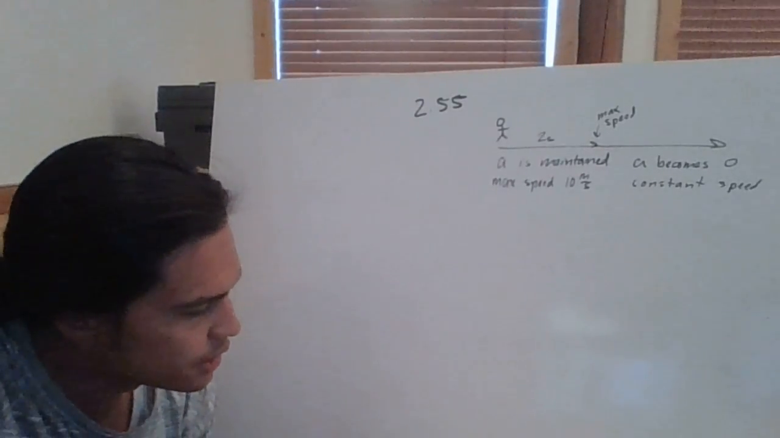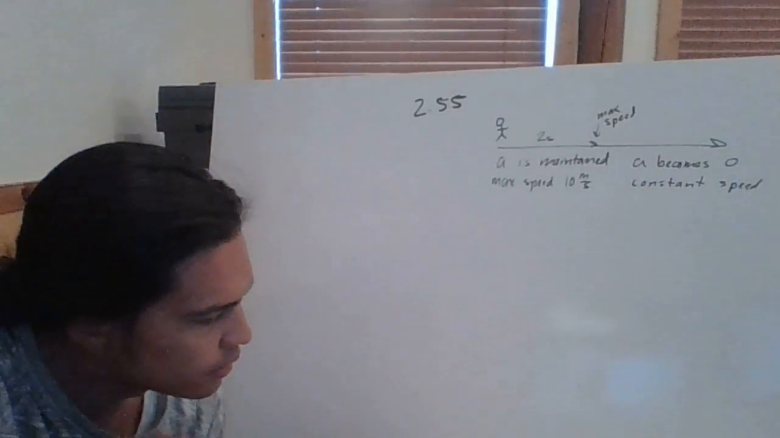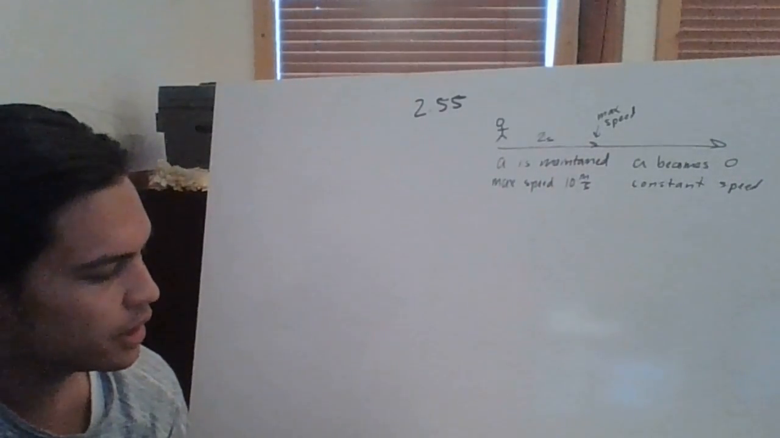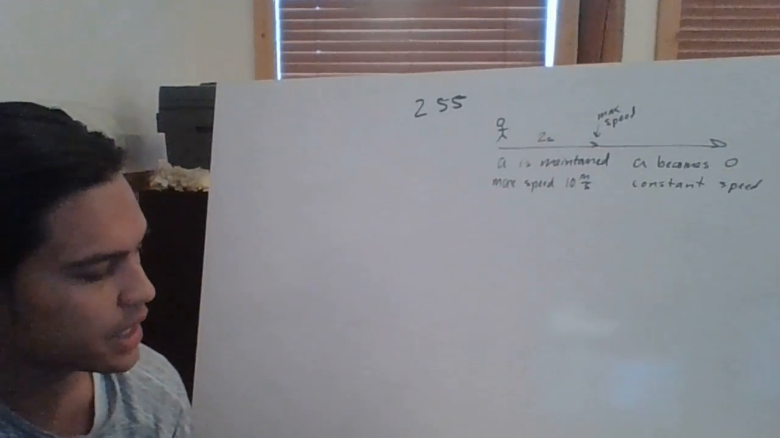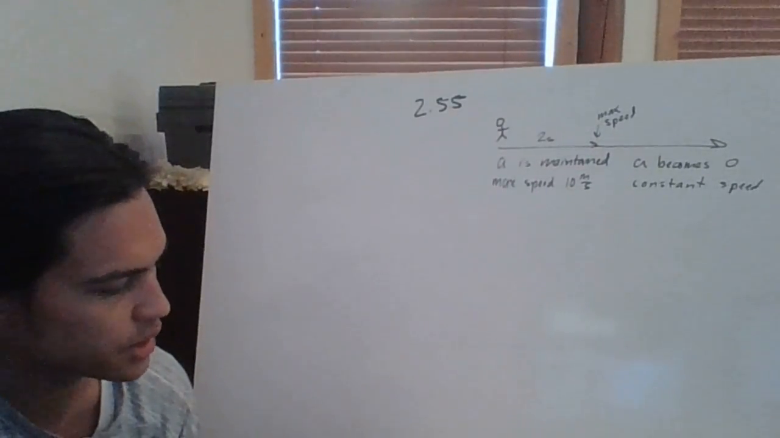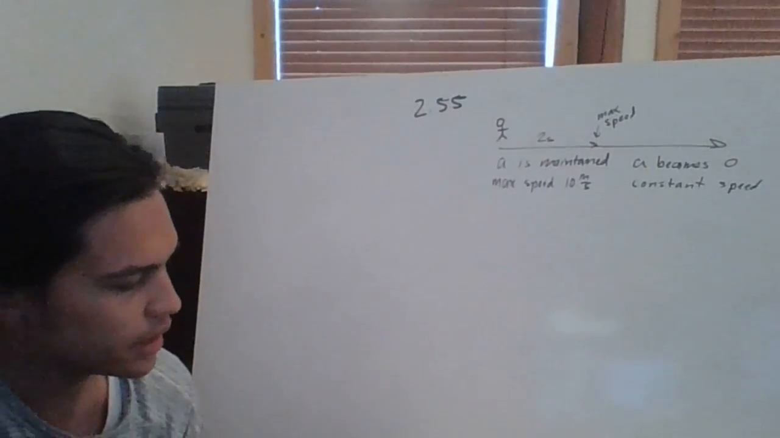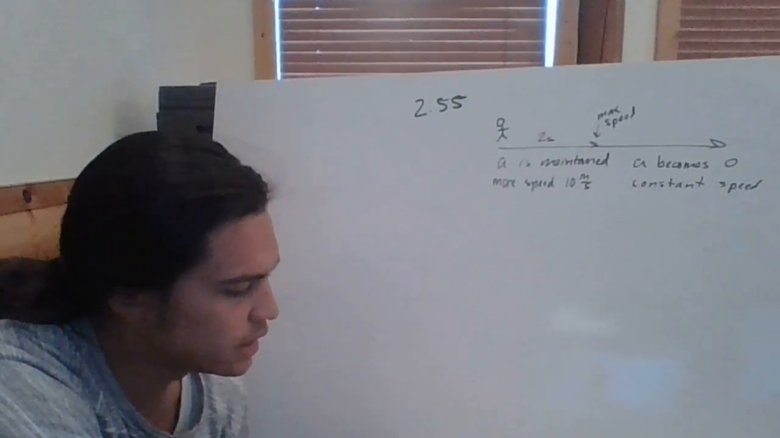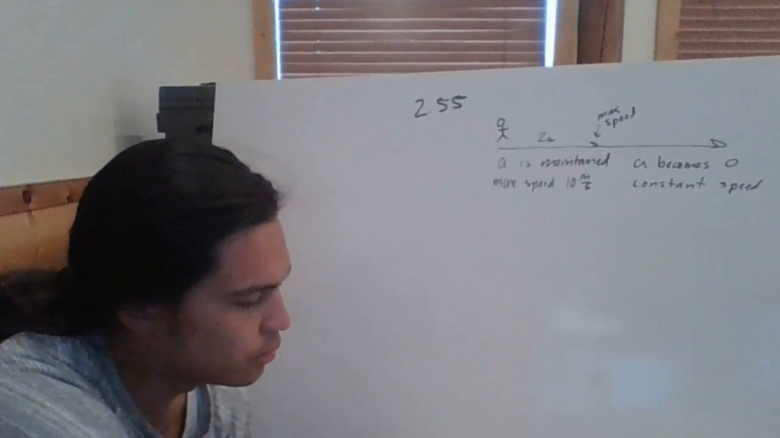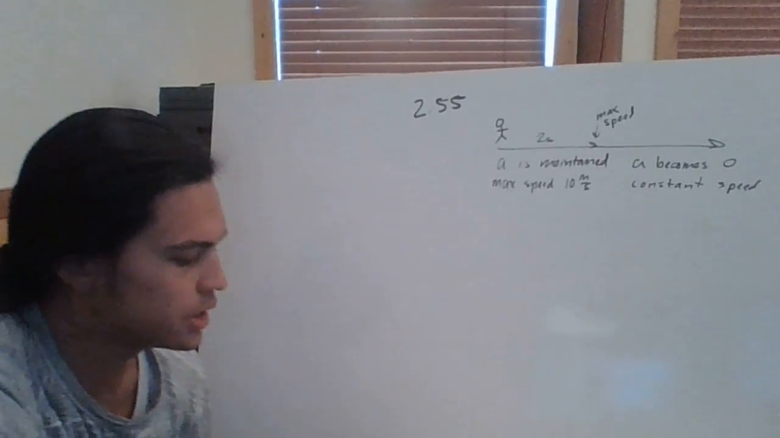Assume that after he reaches his max speed, his acceleration becomes 0, and then he runs at constant speed. Assume that his acceleration is constant during the first 2 seconds of the race, that he starts from rest, and that he runs in a straight line. How far has the sprinter run when he reaches his maximum speed?